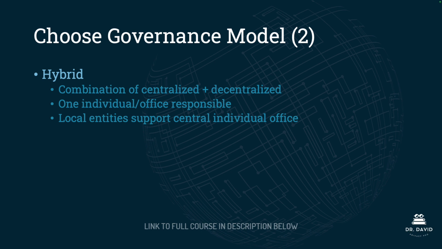As you would imagine, a hybrid model is a combination of the centralized and decentralized models. In this case, we usually have one individual or office that is responsible for the project, the system, the AI governance body, and the local entities will support this central individual or office.